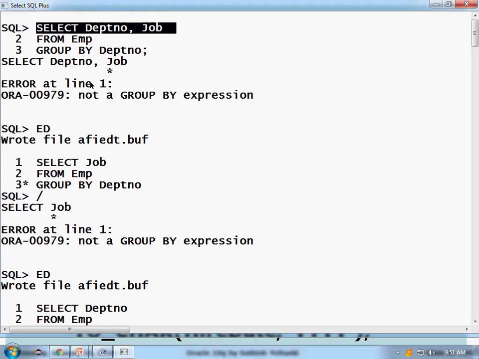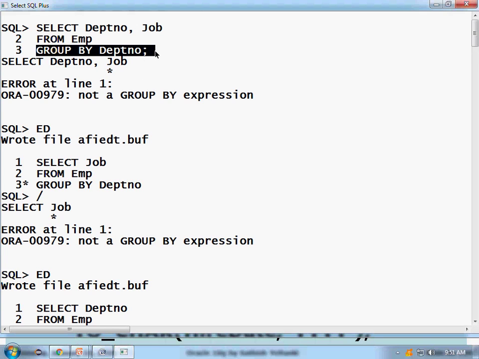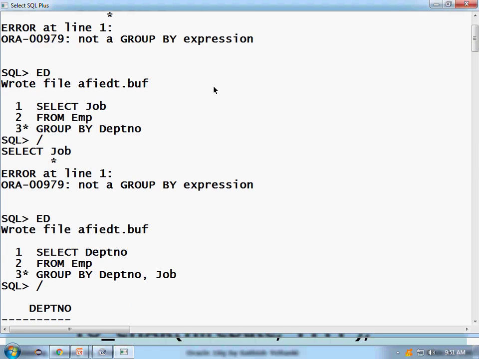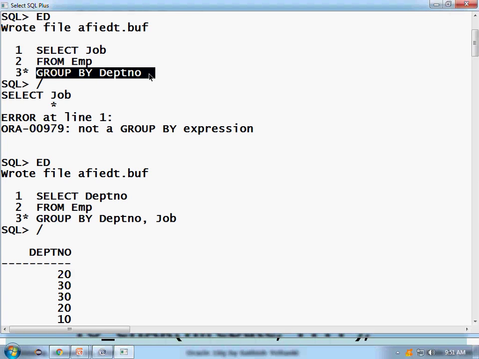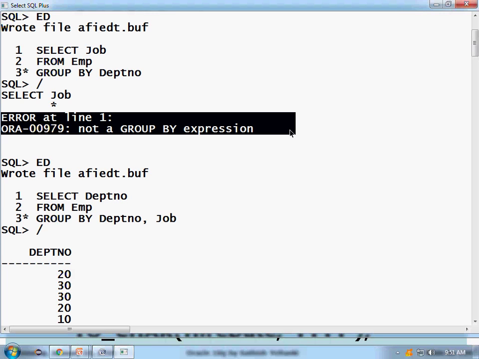Here how many columns in projection? 2. Here how many are in grouping? 1. Now technically, however many you project, that many you should group. That's the rule. Second, here how many are in projection? 1. What is in grouping? Something other than the single column you are projecting. Therefore it is an error.